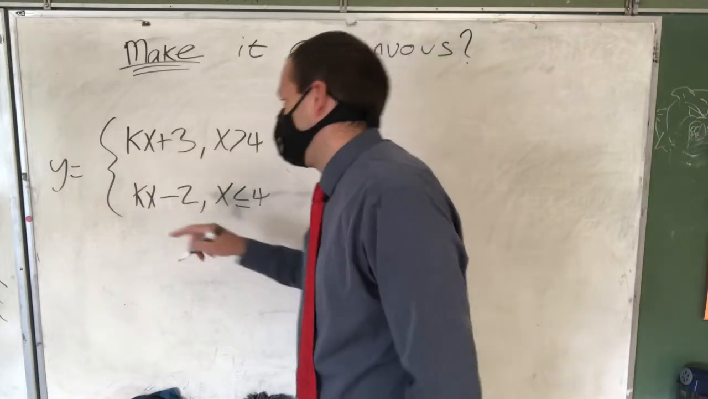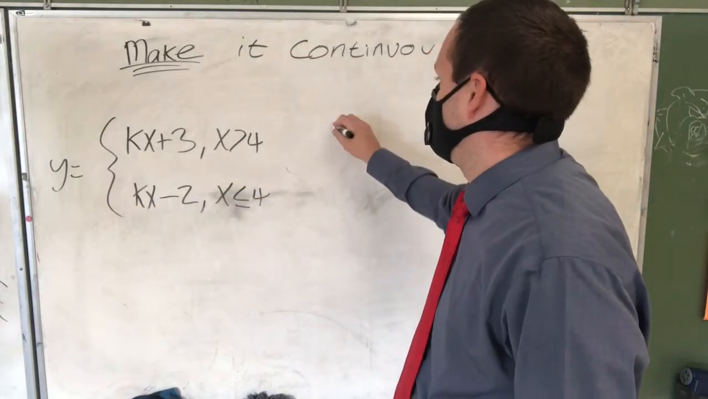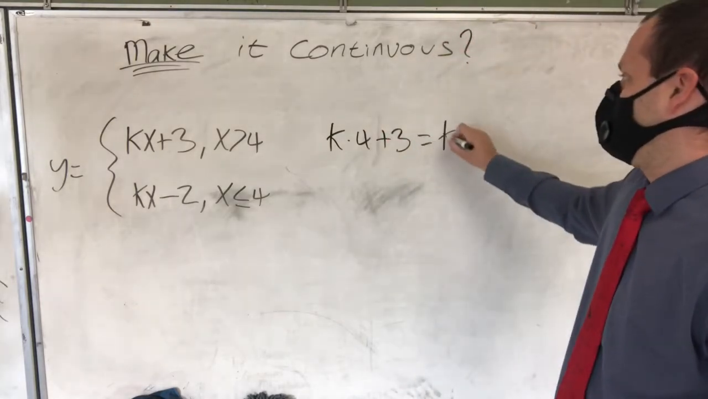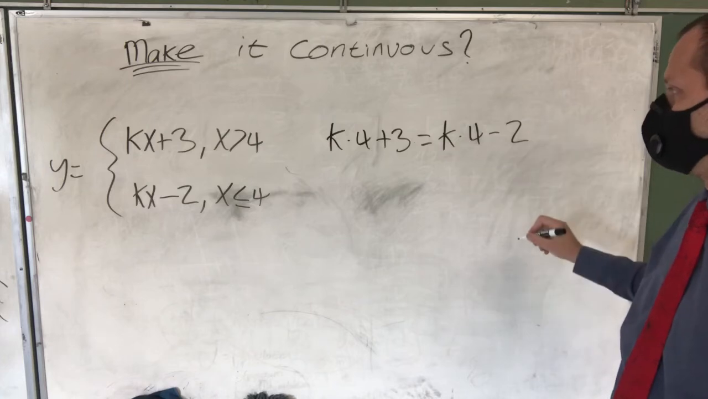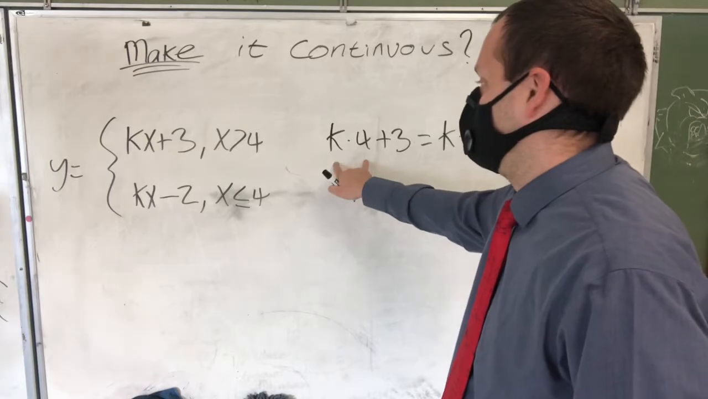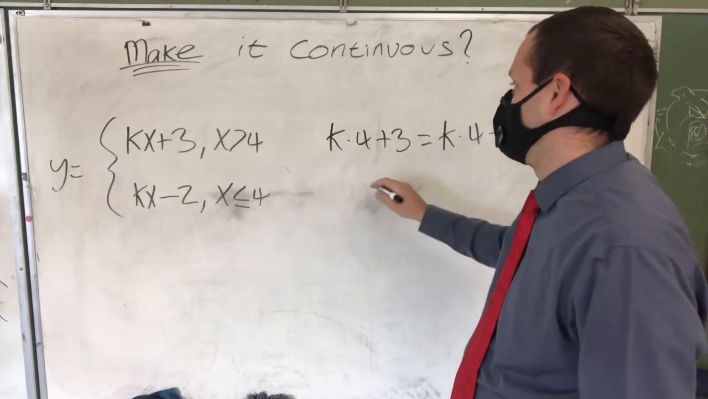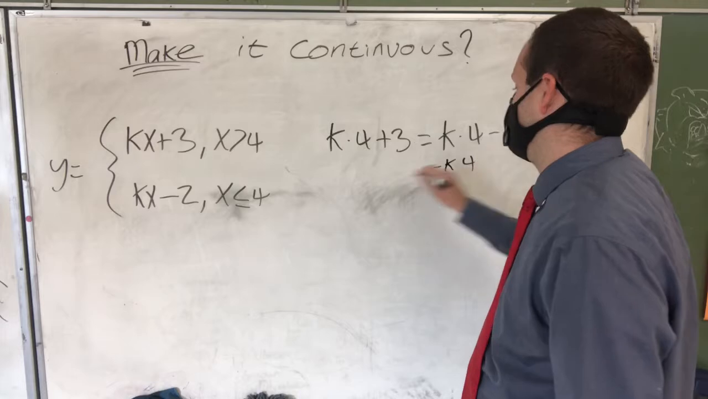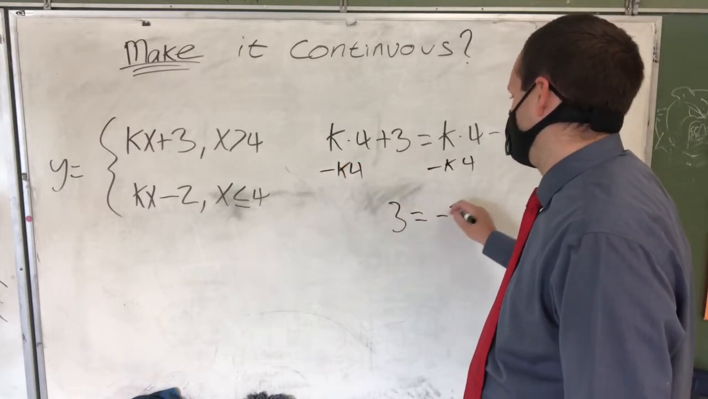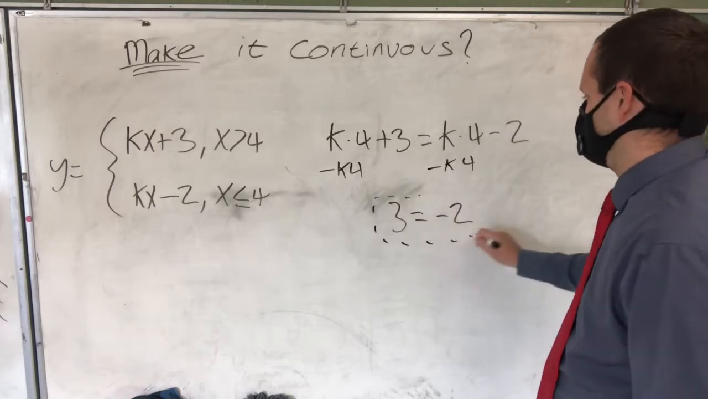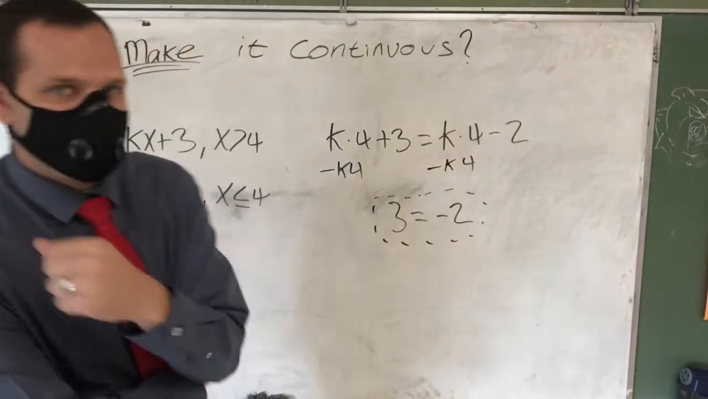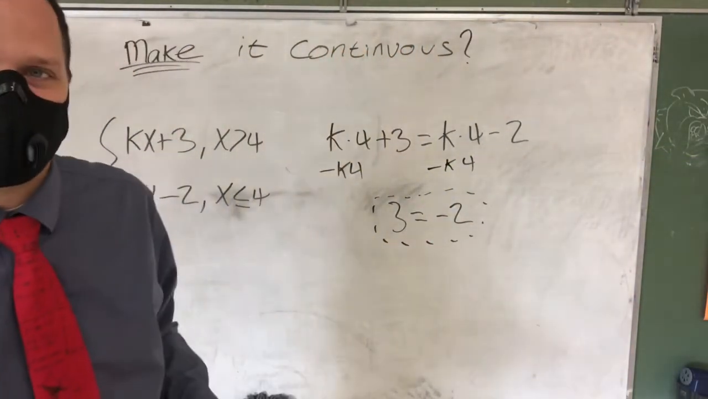So here, we want to make them the same. So we're going to do k times 4 plus 3 equals k times 4 minus 2. We've got k4, k4. I'm going to subtract k4 from this side, subtract k4 over here. That leaves me with 3 equals negative 2. All my k's are gone. Huh? That's weird. Guys, does 3 ever equal negative 2? Is that ever true? No, it's not true.